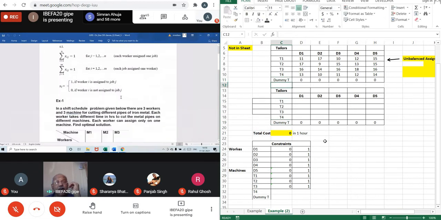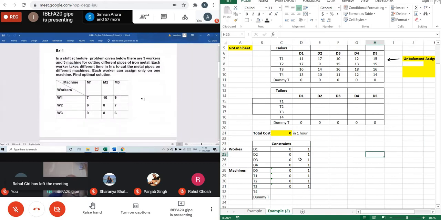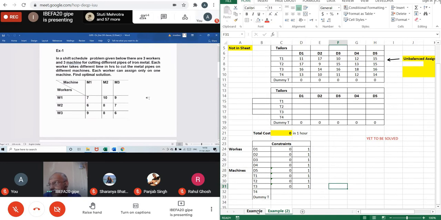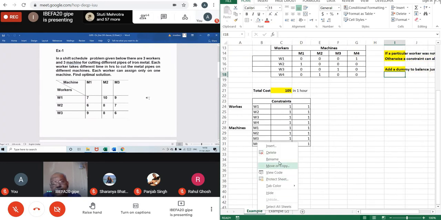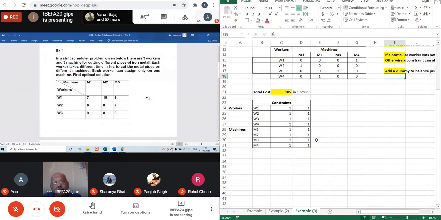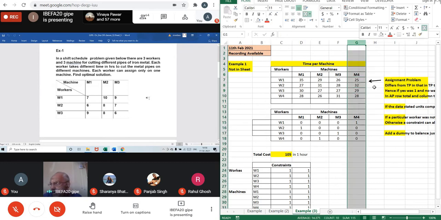Now all of you start working on question number 1. I will not do it. Do this question number 1, a small 3 by 3 matrix. You have to do both minimum as well as maximum.